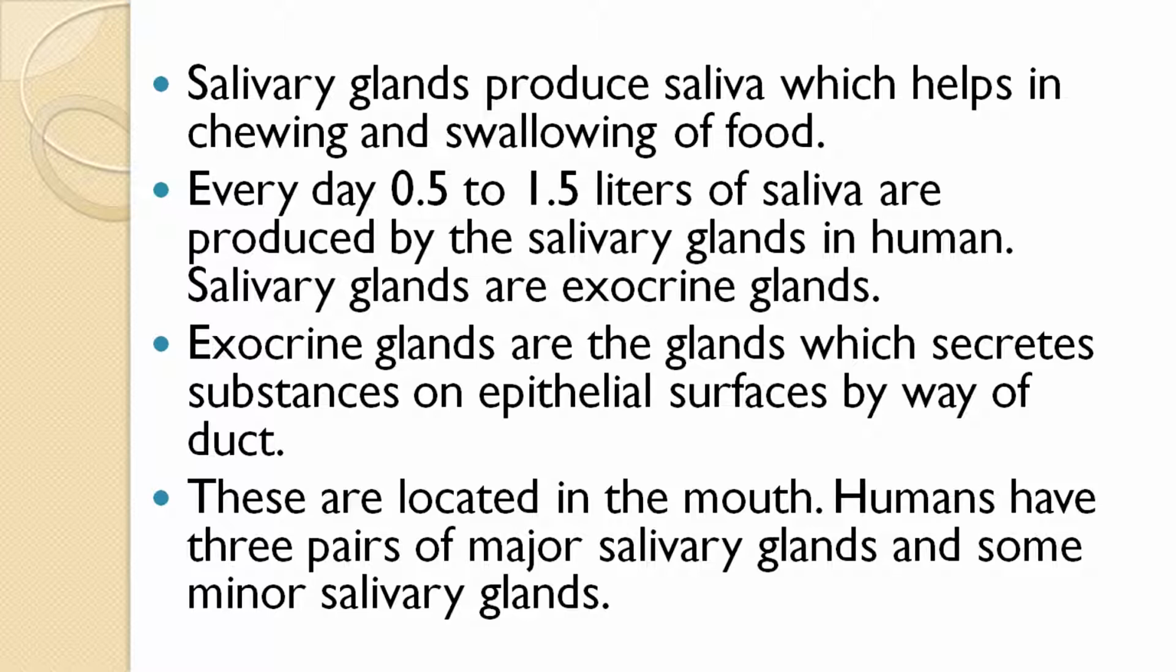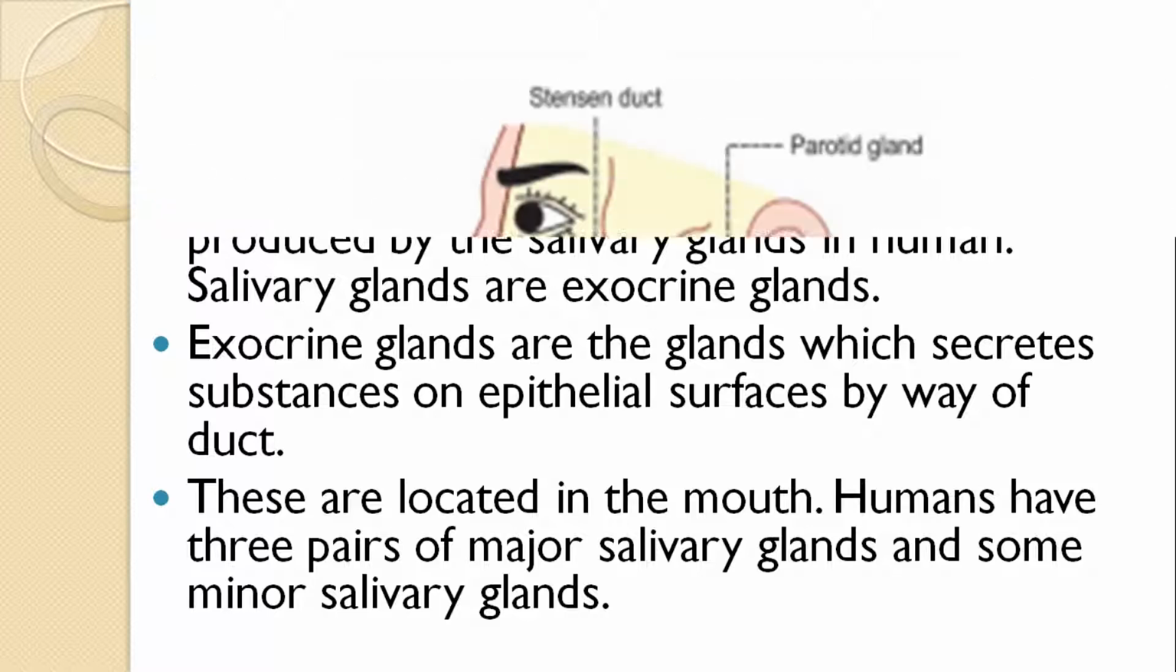It means that the salivary glands have ducts. Ducts are pipe-like structures through which the saliva drains to where it is required, that is, in the oral cavity of the mouth. The salivary glands are located in the mouth. Humans have three pairs of major salivary glands and some minor salivary glands.